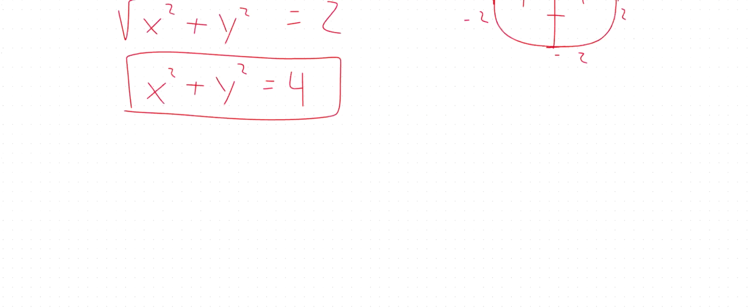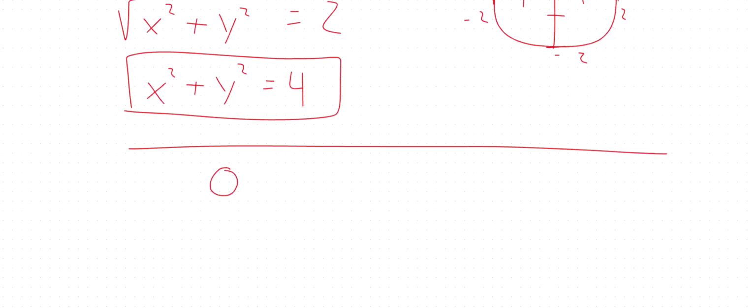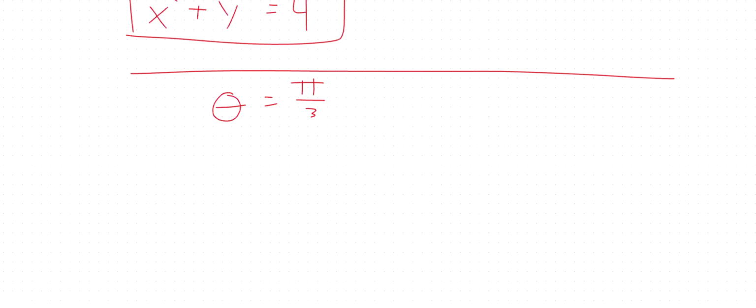Let's try another one. Let's say they tell us that theta equals pi over 3. So for here, we need to change this into our x's and y's. So let's take the tangent of each side.